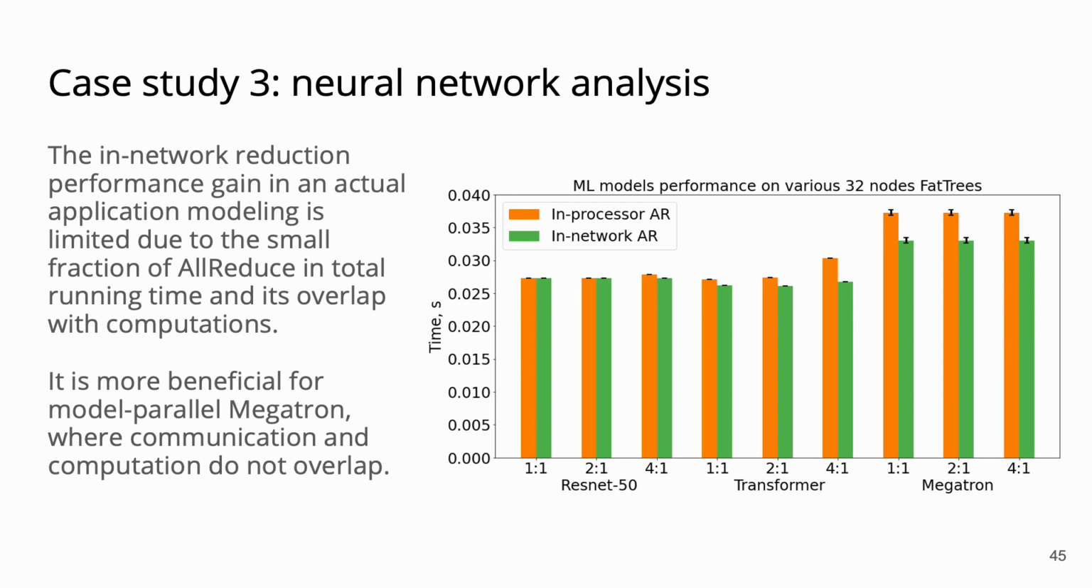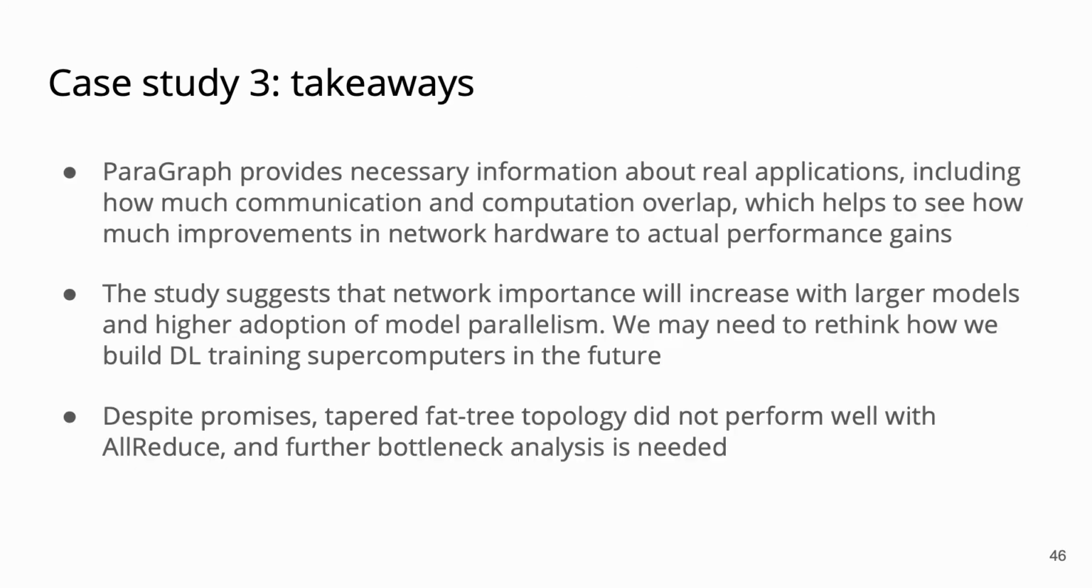Model parallel Megatron shows a completely different pattern. Its communication is rather significant and cannot be overlapped. In-network reductions provide a sizable boost in performance. At the same time, tapering the network doesn't impose a performance penalty. That's probably because by utilizing both model and data parallelism, we actually reduce the communication volume of all-to-all.